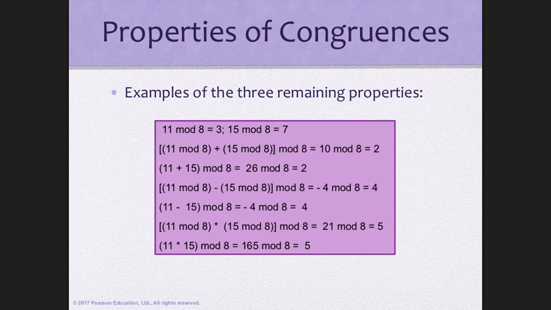And here it gives you some examples of this. So for example, the addition part. If you take 11 mod 8, so now we are doing everything mod 8, that will give me 3, because the remainder of dividing 11 by 8 is equal to 3.